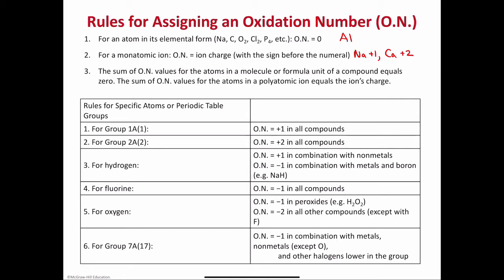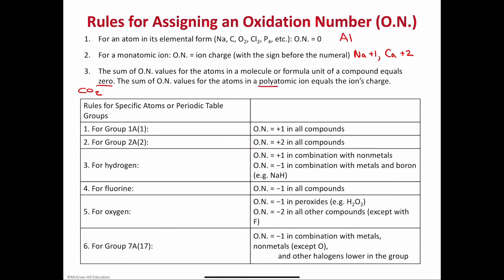The sum of the oxidation number values for the atoms in a molecule or a formula unit of a compound equals 0. The sum of oxidation values for the atoms in a polyatomic ion equals the ion's charge. So the first part is just saying, if I have something like carbon dioxide, and I add up the oxidation numbers for oxygen and the carbon, it should equal 0 because carbon dioxide doesn't have a charge.